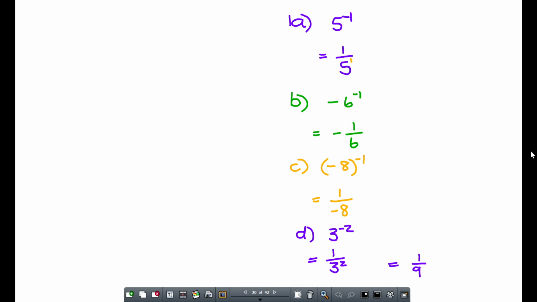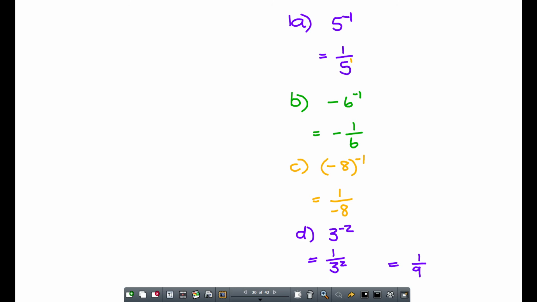Right, then at C, minus 8 to the power of minus 1. Remember that the power of minus 1 applies to the whole bracket. So you will see that initially I moved that whole thing to the bottom and it becomes to the power of positive 1. But because there was nothing else at the bottom, you could have also written it without the brackets. Any questions there?